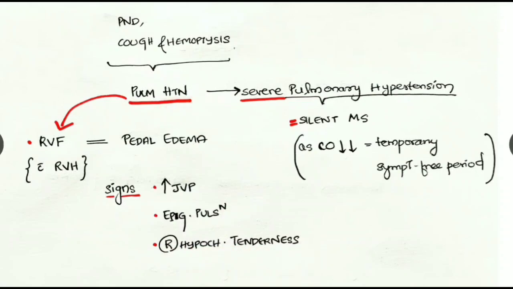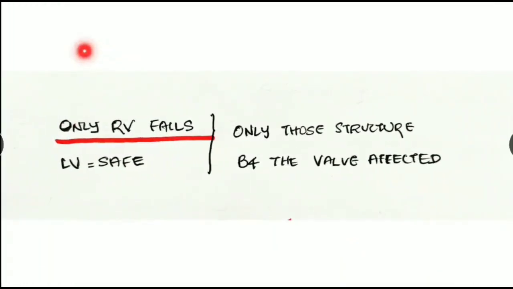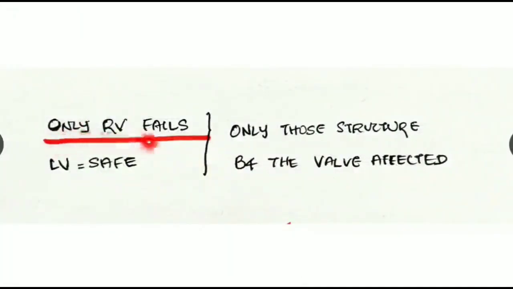And regarding this pulmonary hypertension, if there is severe pulmonary hypertension, then the MS becomes silent. That is, due to much reduced cardiac output, there is a temporary symptom-free period, and all the symptoms of MS are absent there, and that is the silent MS in severe pulmonary hypertension. So we have seen that only the right ventricle fails, the left ventricle is safe. Why? Only those structures which are seen before this affected valve are damaged, and that's why only the right ventricle is failing.